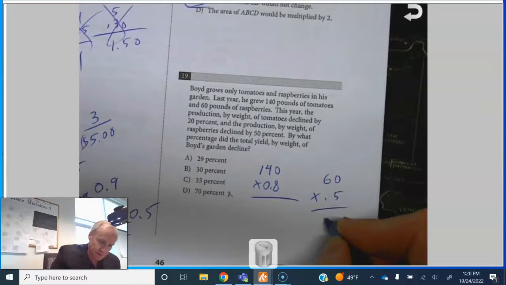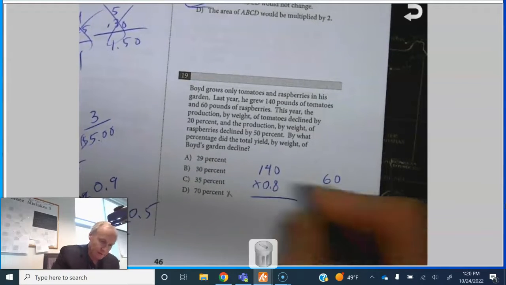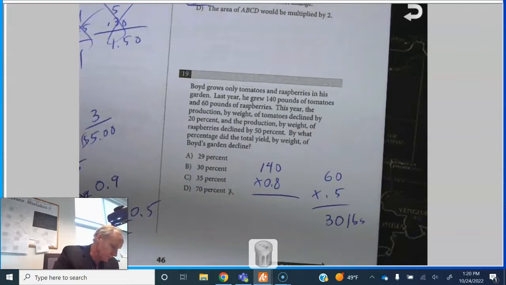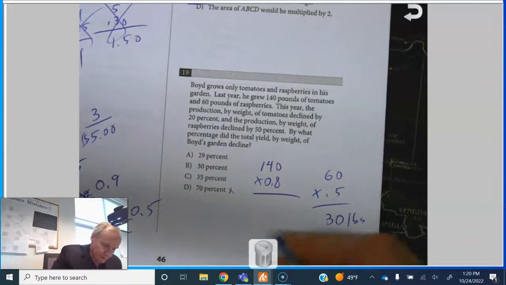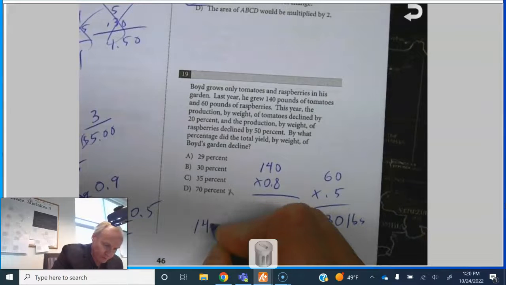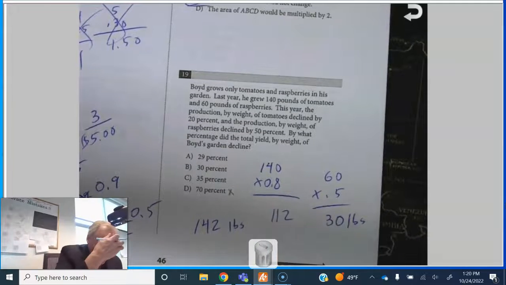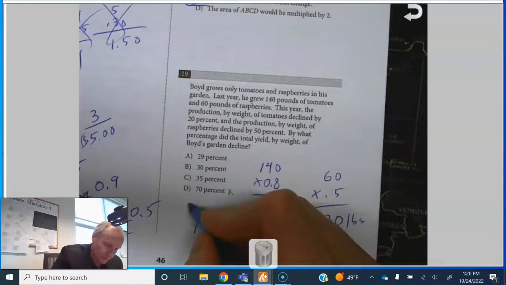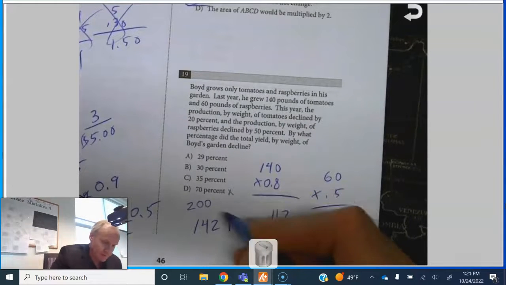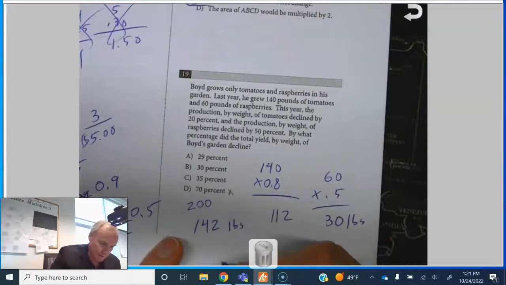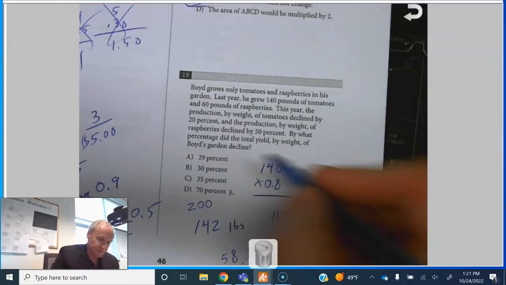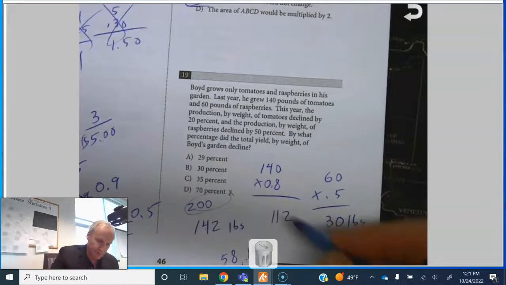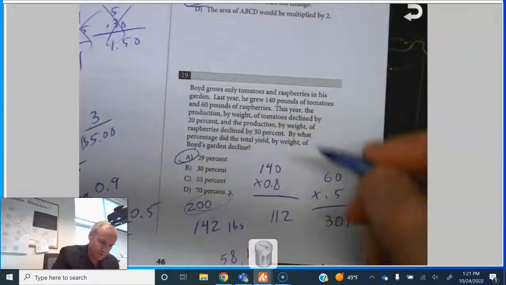So this is going to be 30 pounds. And this one is going to be 140 times 0.8, which I'm actually going to use my calculator for, which I shouldn't. That's 112, which gives us 142 pounds. And last year they had 200 pounds total. So it declined by a total amount of 58, but 58 is not the percentage. 58 is the number of pounds. Since it declined out of 200 pounds by 58 pounds, it's 29%.